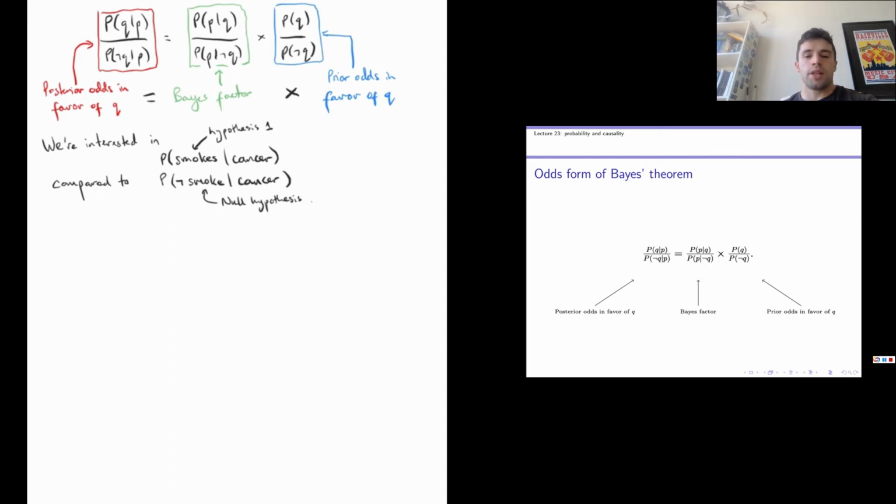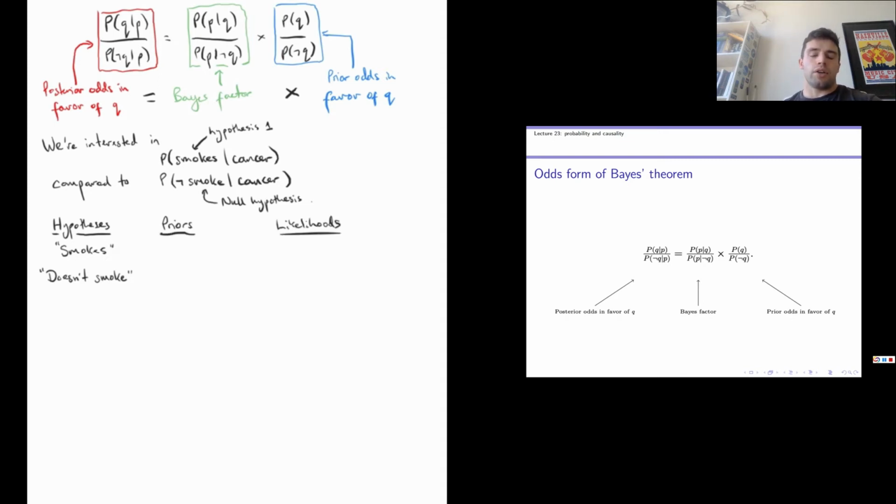To do this, we construct a table recording all the relevant information, and we use the odds form of Bayes' theorem, which we've derived above. Now, the table is very simple, you'll be glad to know. It starts like this. First, we record our hypotheses. They are, in this case, hypothesis 1, which is smokes, and the null hypothesis, does not smoke. The next thing we do is record the priors and the likelihoods for each hypothesis.